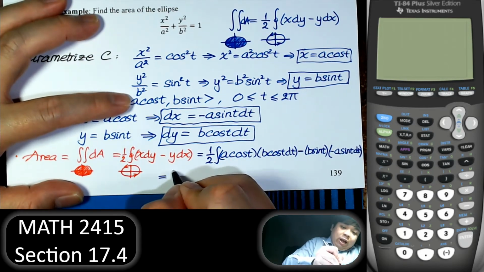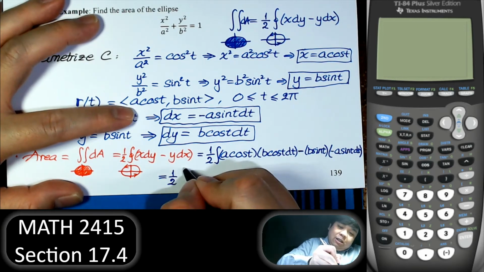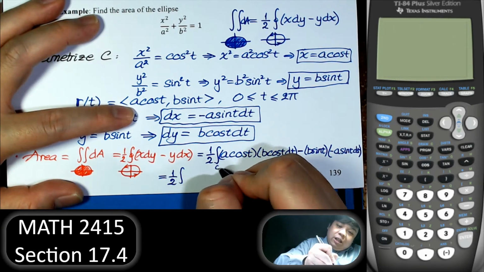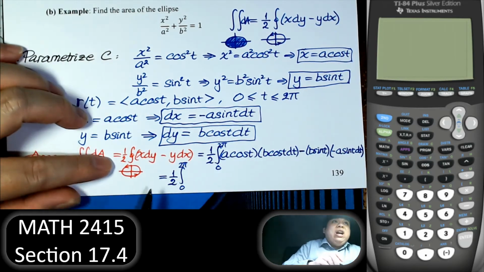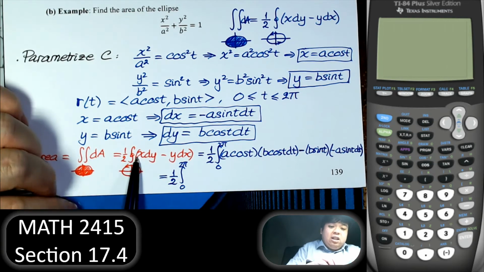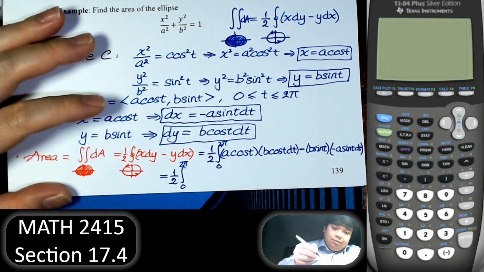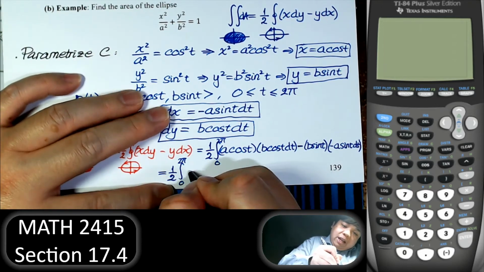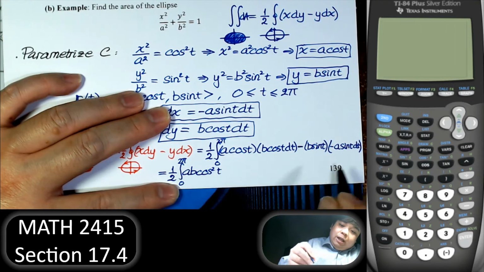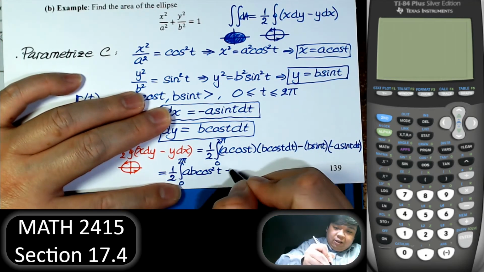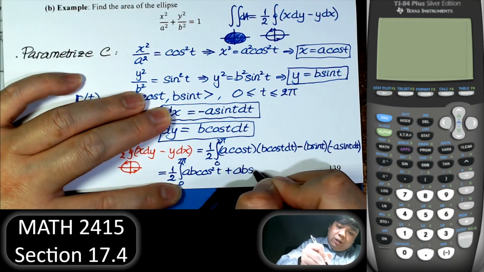Right, that gives us 1/2 ab, limit for t from 0 to 2 pi. Yeah. So if we write in this form, we just find x and y, and then the dx and dy, we just substitute in that. So we have ab cosine square, and minus negative, that's a plus, ab sine square.